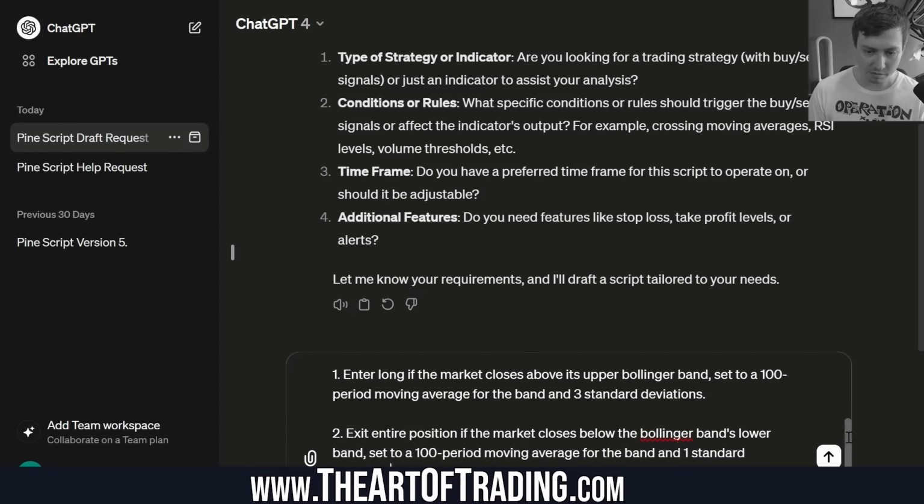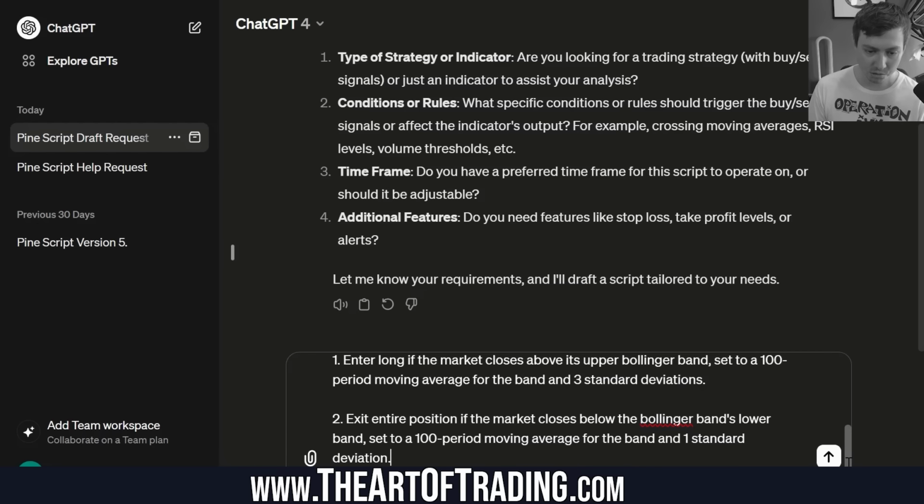1. Enter long if the market closes above its upper Bollinger Band, set to a 100 period moving average for the band and 3 standard deviations. 2. Exit the entire position if the market closes below the Bollinger Band's lower band, also set to a 100 period moving average for the band and 1 standard deviation. Let's see what it does.